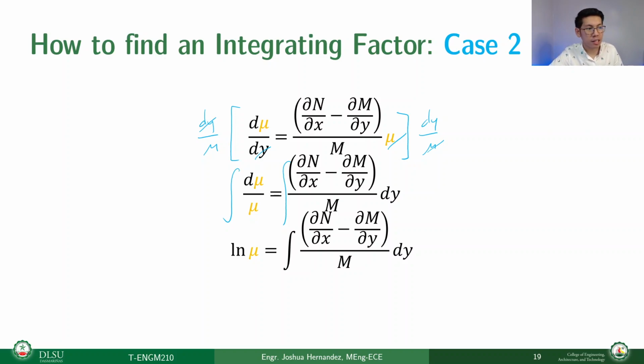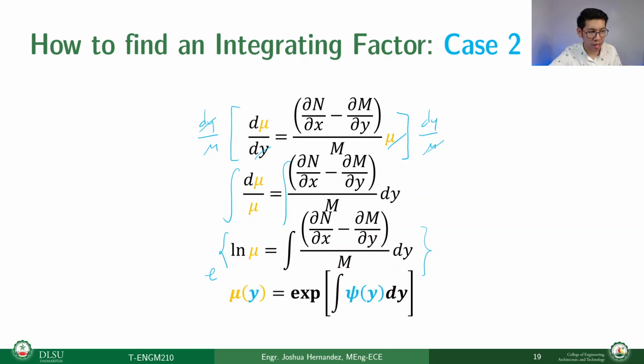Okay? Now, of course, to eliminate ln, we need to raise this, the whole equation, to e. And this will give us mu of y equals the exponential of the integral of psi of y dy, where psi here is also this one. Just for the sake of representation and simplicity, no?